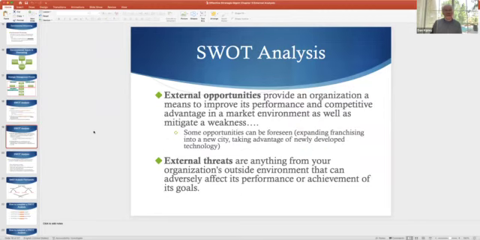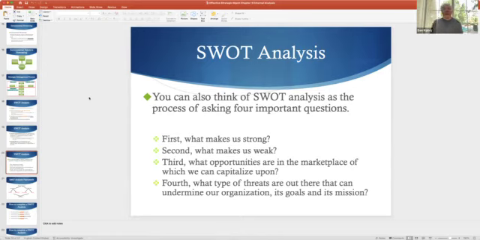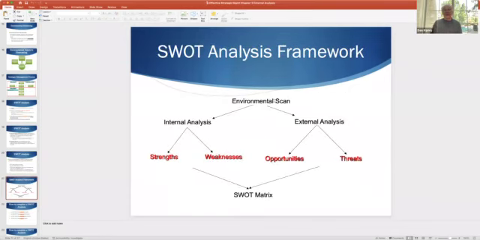All right, a little bit more. External opportunities, talked about that. External threats, talked about that. So we don't have to do that one more time. Here we go. So you can think of a SWOT analysis as asking 4 questions. What makes you strong? What makes you weak? What opportunities are in the marketplace? And this is critical, that you can capitalize on. And then what type of threats out there can have an effect on our firm achieving its goals and mission? Those are the 4 questions. So when we look at the SWOT analysis, the framework looks like this. We've done our environmental scanning that identifies these factors. That would be put here in the external analysis.